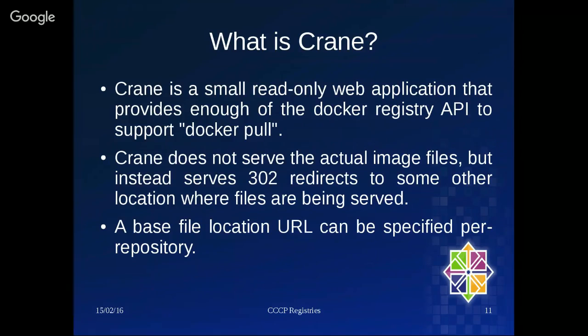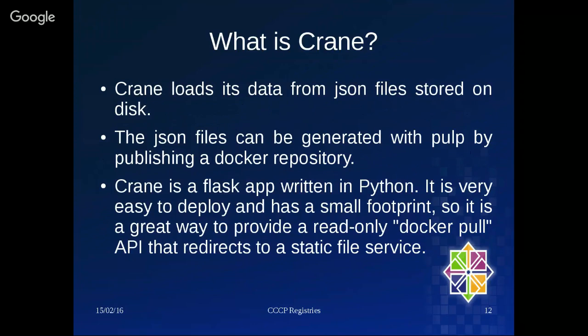So Crane is basically a small web app. It has a very small footprint, and it is meant only for pulls. It's a read-only thing. What it does is it does not save the actual images, but it redirects to where the images are saved. And how does it come to know that? Basically, it uses JSON files, and these JSON files are published by your Pulp. Your Pulp server is going to publish your JSON files, and Crane can consume them. Any requests that come to it, it can redirect directly to where the files are being stored instead of going via Pulp. And of course, it's a Flask application. It's a Python application again.